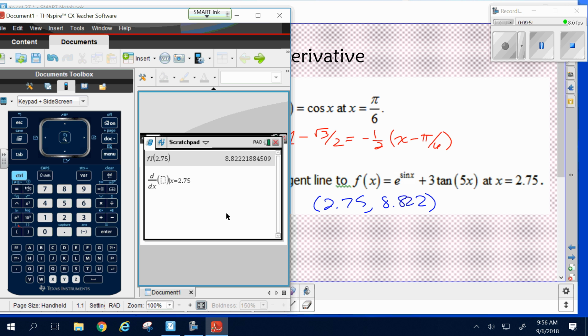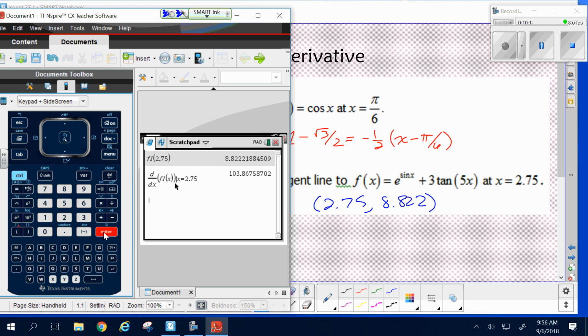Now, it's saying, all right, great. What do you want me to take the derivative of? The function f1. Okay, you could have 8 different functions. You have to tell it, hey, take the derivative of f1. So put in there f1 of x, take that derivative at 2.75. Well, and there's your slope. It's pretty steep, which makes sense with that graph. It was almost vertical everywhere.